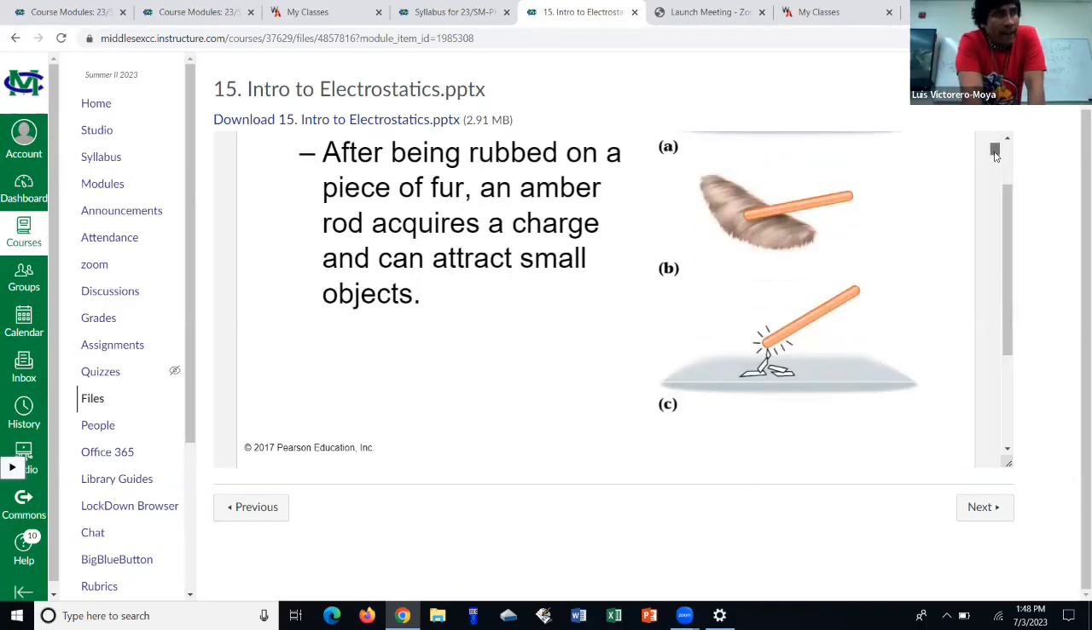That was the first experiment or observation that we have that shows us static electricity, which is basically the removing or the transferring of electrons from one material to another material. How? By rubbing the piece of fur on the rod of amber or plastic.